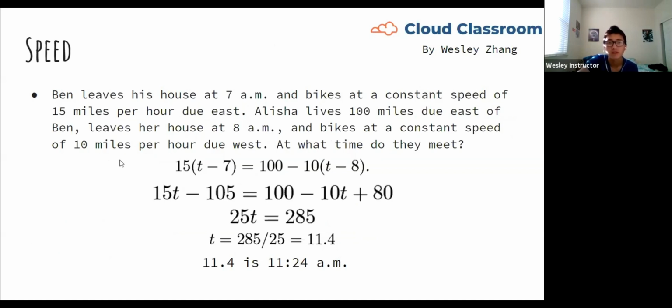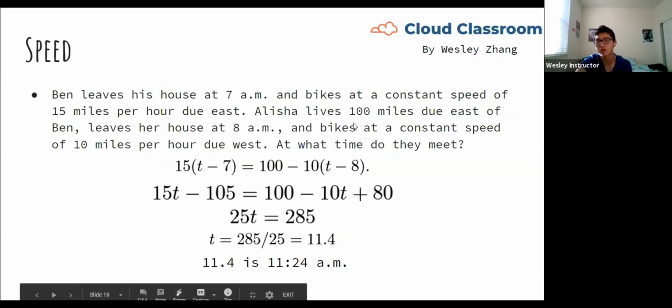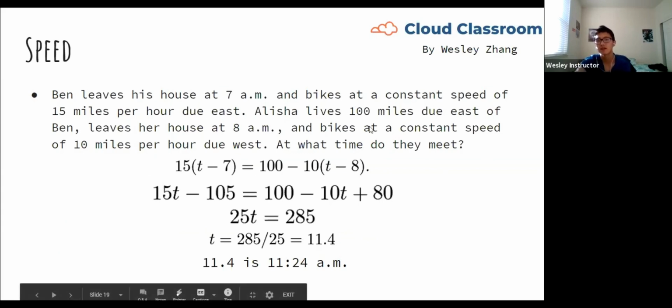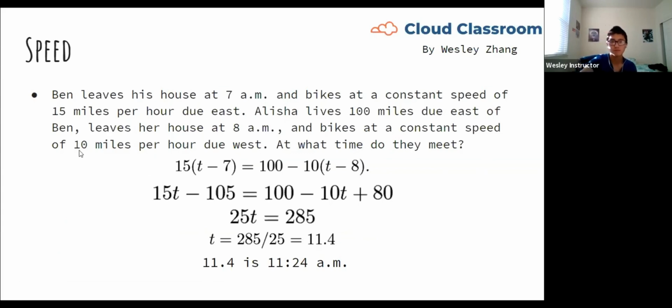Okay. Ben leaves his house at 7 a.m. and bikes at a constant speed of 15 miles per hour due east. Alicia lives 100 miles due east of Ben, leaves her house at 8 a.m. and bikes at a constant speed of 10 miles per hour due west. At what time do they meet?